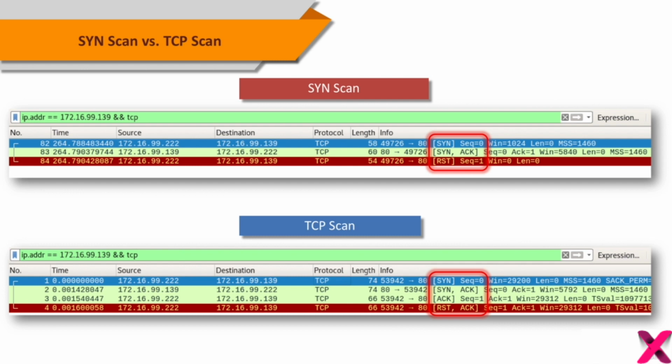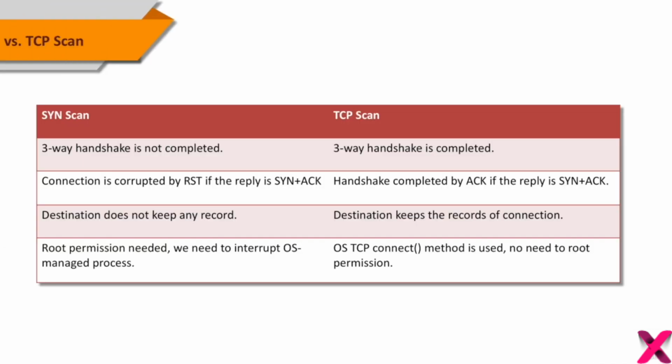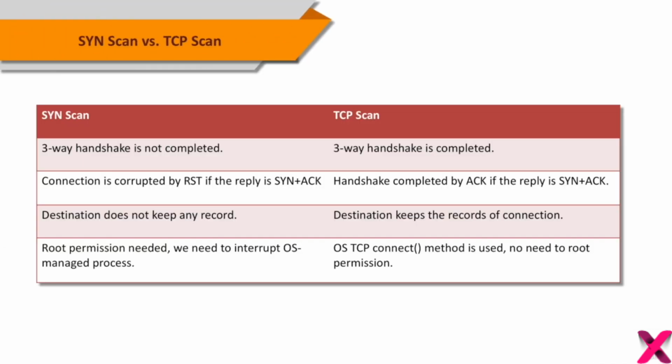In TCP scan, on the other hand, the three-way handshake is completed and the communication is established. So let's see the differences between the SYN scan and the TCP scan in a table that we've only really talked about up to now. Three-way handshake is not completed in SYN scan while it's completed in TCP scan. A RST packet is sent when a SYN/ACK is received in SYN scan, while an ACK packet is sent in TCP scan.